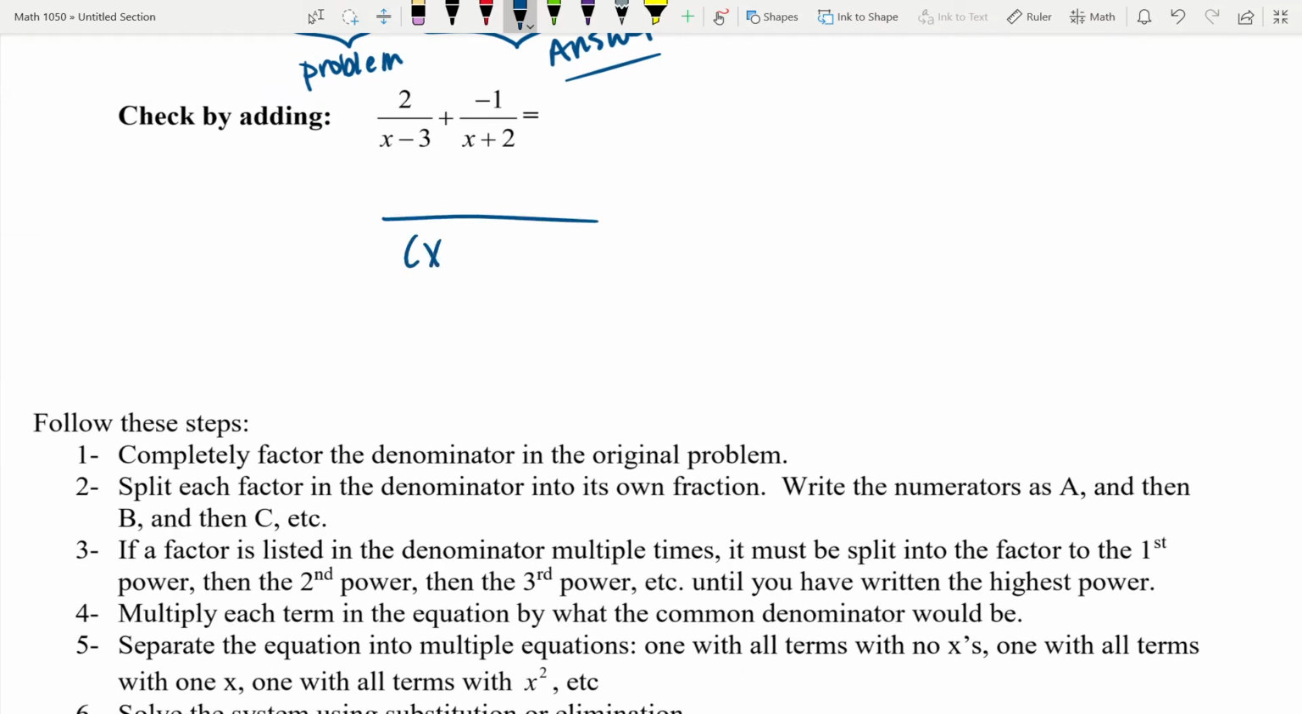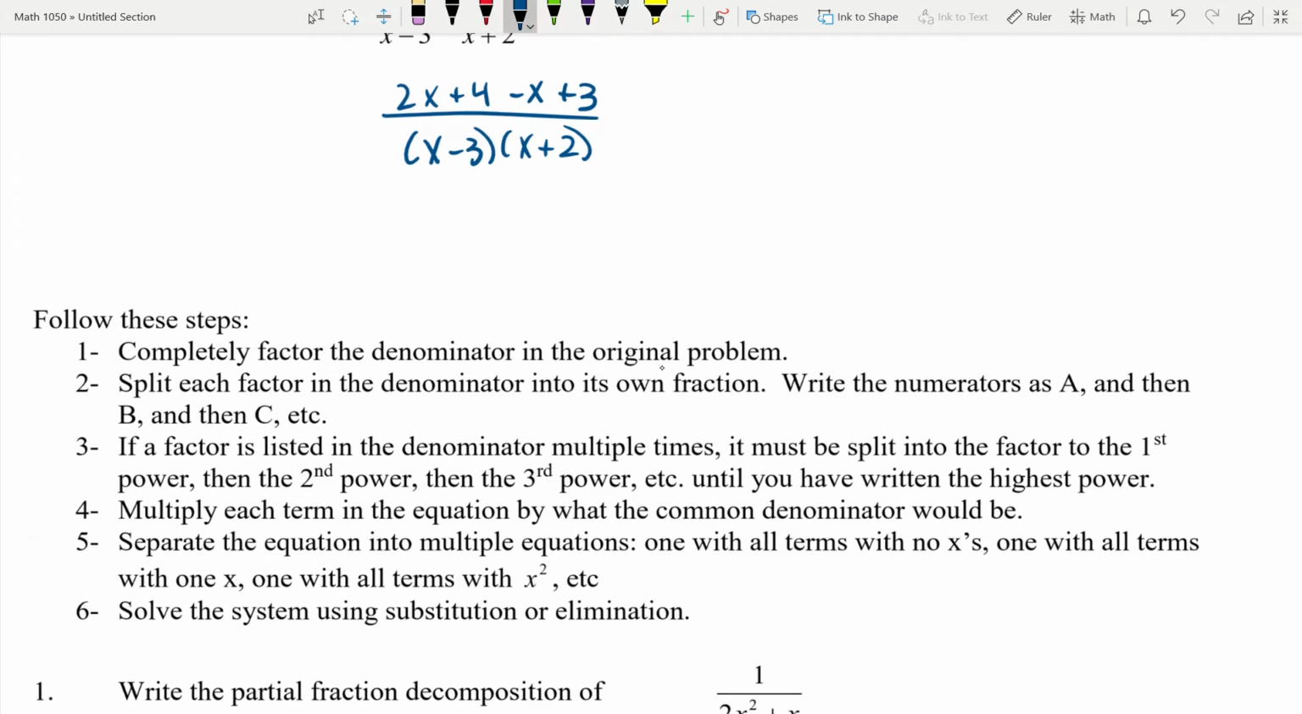So if I were adding those two things together, I would get a common denominator, which is x minus 3 times x plus 2, okay? Well, the first fraction has the x minus 3, but it's missing the x plus 2. So I distribute, and I get 2x plus 4. The second fraction has the x plus 2, it's missing the x minus 3. Distribute, and I get negative x plus 3. So on the top, I have x plus 7.